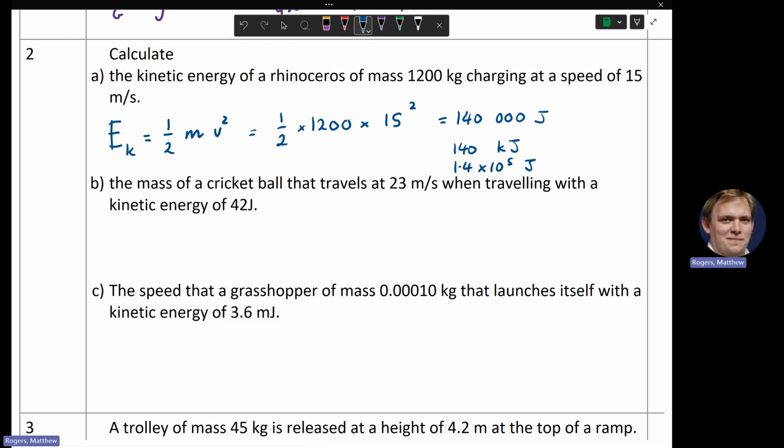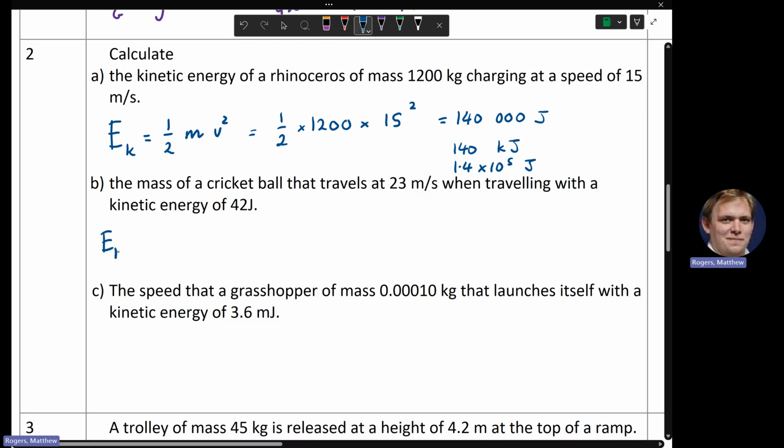B, the mass of a cricket ball that travels at 23 meters per second when traveling with a kinetic energy of 42 joules. So again, we're using the same equation. We remember the standard way of remembering it first, then we rearrange it. So m should be equal to, we need to multiply both sides by 2 to get rid of the half, and then we need to divide both sides by v squared. So that's 2 times 42 divided by 23 squared.